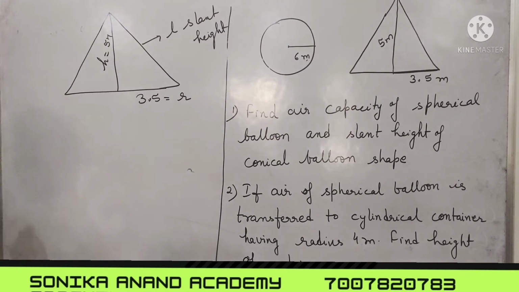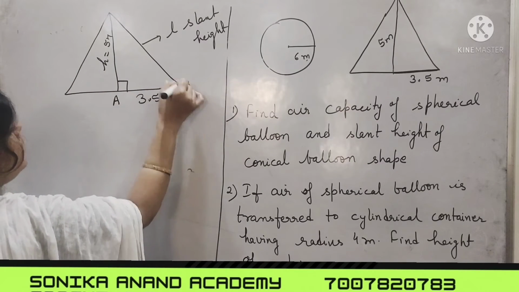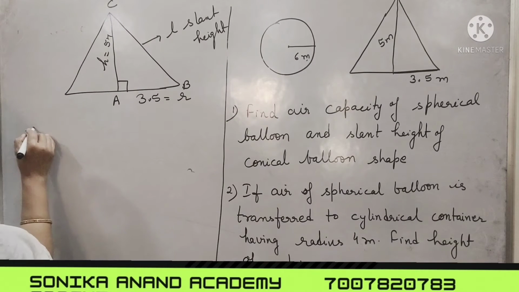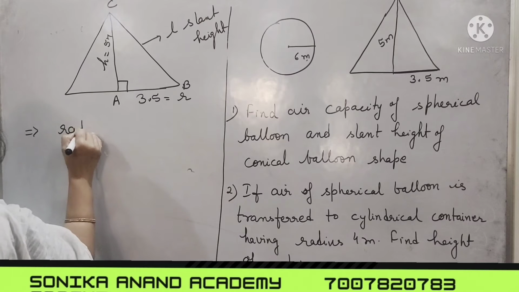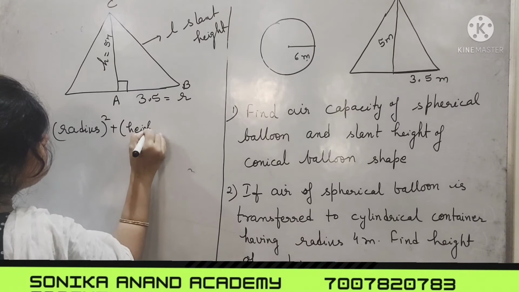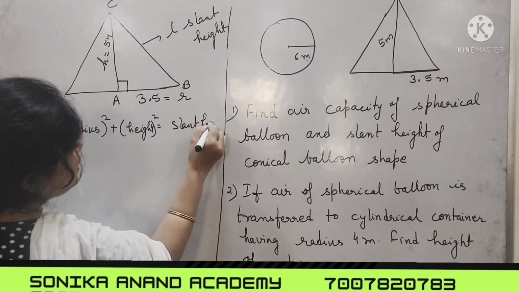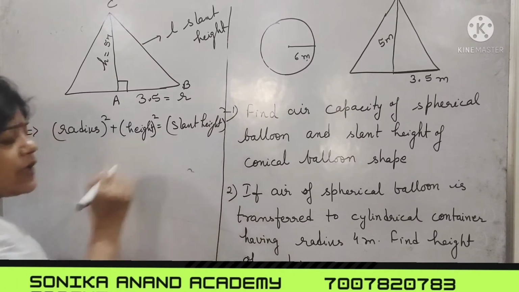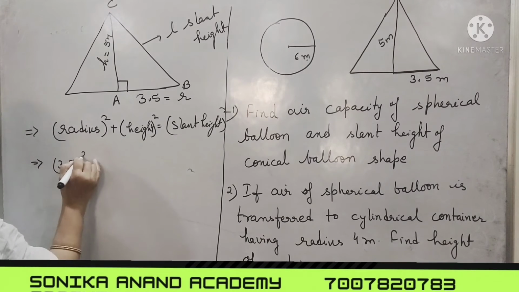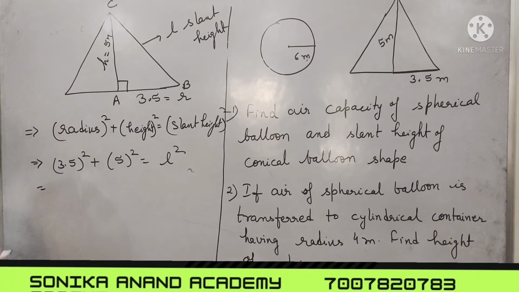Now we can easily see that this is a type of right triangle. For example, this is A, B and C. So ABC is a right triangle. So using Pythagoras theorem, we have a formula: radius of the cone square plus height of the cone square is equal to slant height square. Always remember this formula. Clear? So what is the radius? That is 3.5 whole square plus height 5 square is equal to slant height square. So what is the square of 3.5?